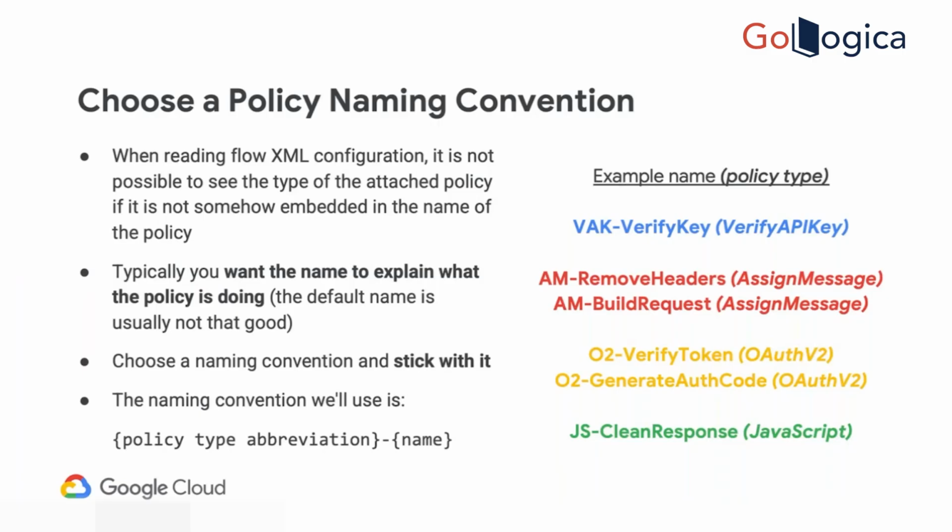Just by looking at the policy name, any new developer who has not worked on it previously should easily understand what kind of policy it is and what activity it is doing. That's why you can have VAK-Verify-Key. Anyone will understand it is a Verify API Key policy and it is verifying the key. AM-Remove-Header means an Assign Message policy removing a header, or Assign Message building a request, OAuth2 to verify token, OAuth2 to generate auth code, all kinds of things. JavaScript clean response. Just by looking at the name, people should easily understand.